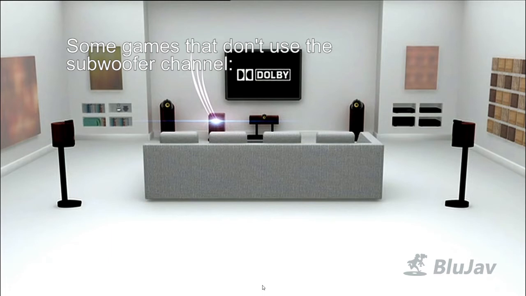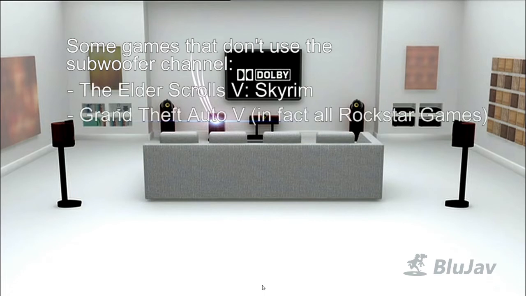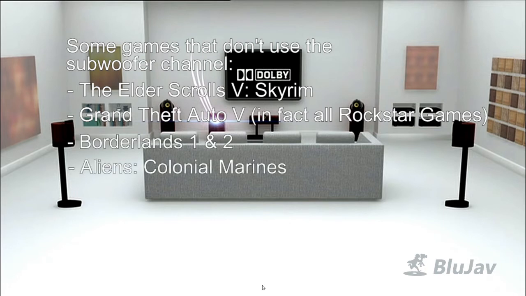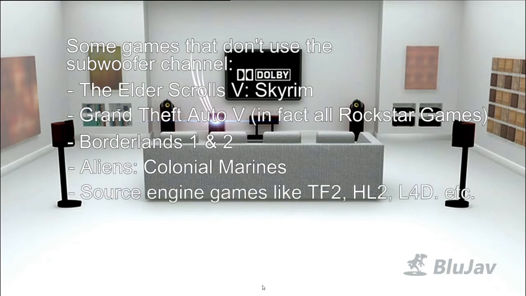I'm talking even just about high profile games, like The Elder Scrolls 5, Skyrim, and GTA 5. The game is so high profile, but it does not use the subwoofer channel, which I don't know why. I cannot explain that. Borderlands 1 and 2 also don't use the subwoofer channel. Alien Colonial Marines, another one. A lot of Source Engine games, surprisingly, I also don't see them use this subwoofer channel, even though they have 5.1 there. Like Team Fortress 2, Half-Life 2, Left 4 Dead. I'm also very shocked that Bioshock Infinite also doesn't use the subwoofer channel, which is very weird since Bioshock 1 and 2, when I played them on my 5.1 setup, do use the subwoofer channel. I don't know what happened there.